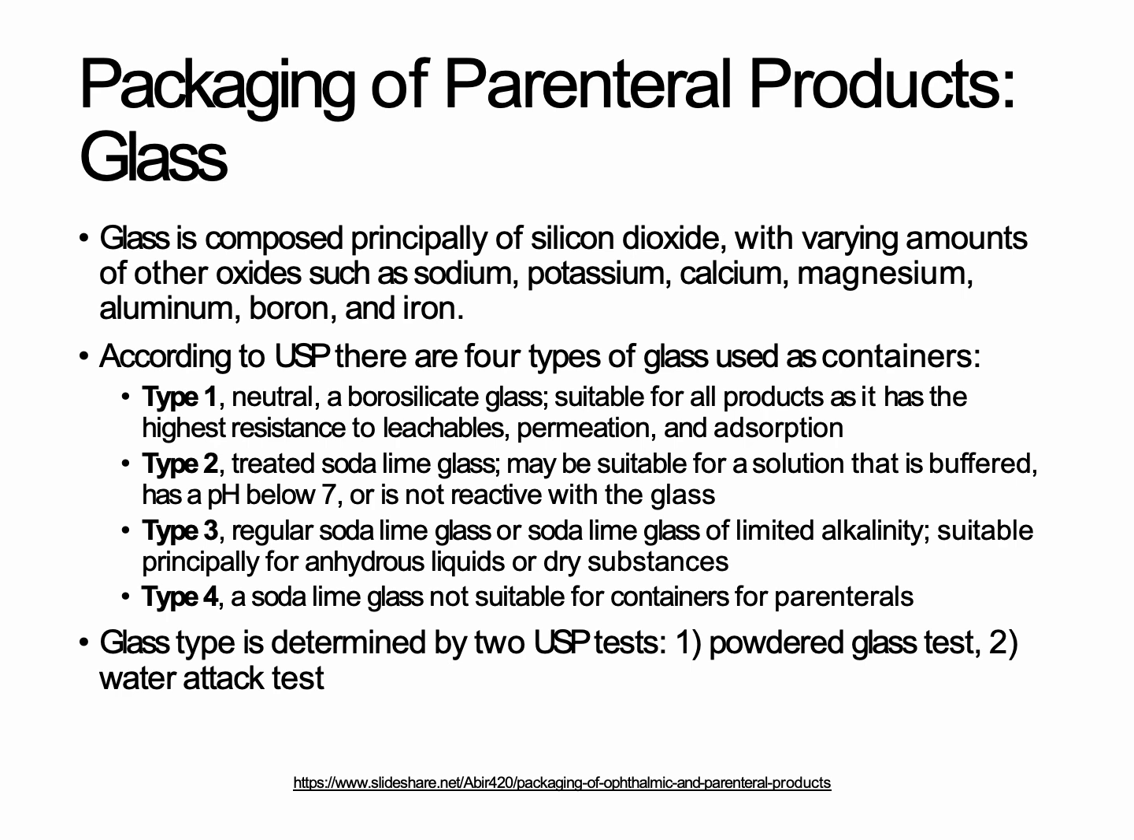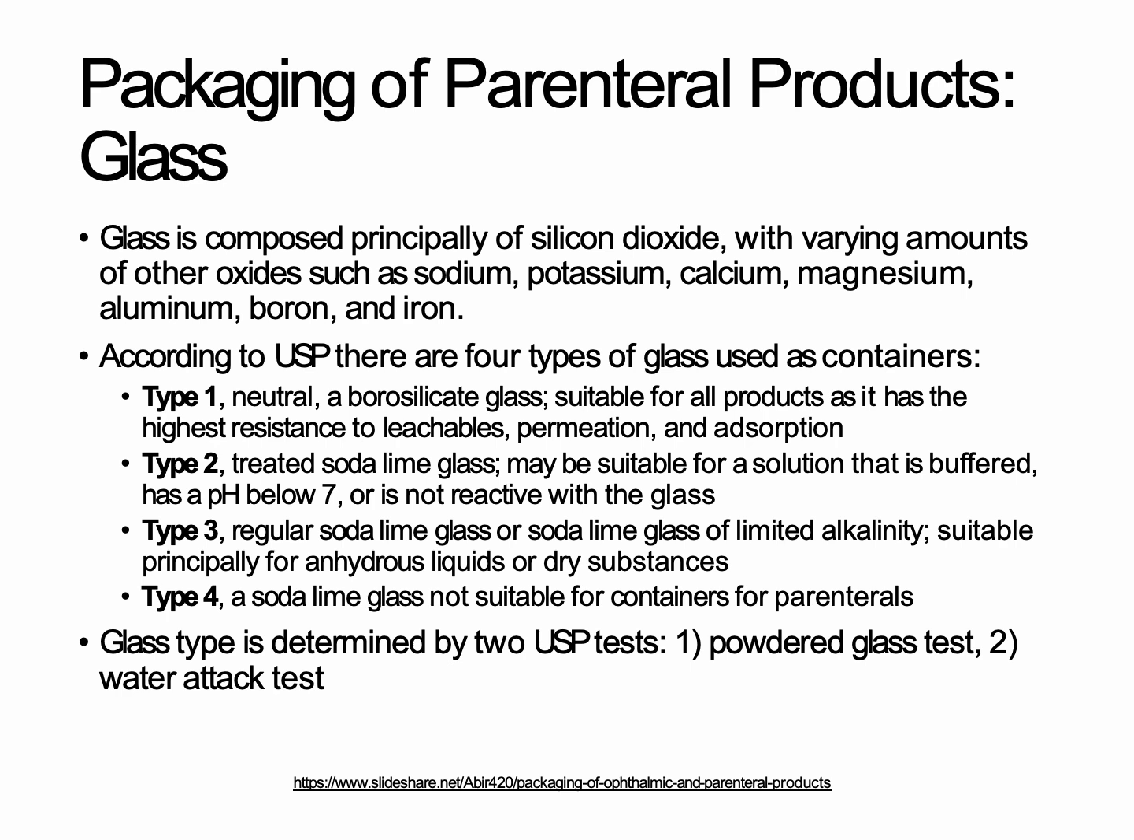For type 2, these are treated soda lime glasses. So this glass undergoes surface treatment to improve its chemical resistance, and it is suitable for buffered solutions, formulations with a pH below 7, or products that do not react with glass. We have the type 3, which is related to regular soda lime glass. This type has limited resistance to chemical interactions, and its primary use is for anhydrous liquids or dry powders.